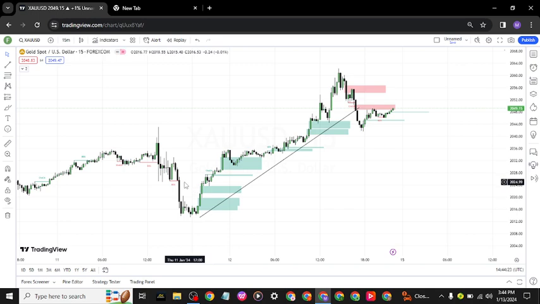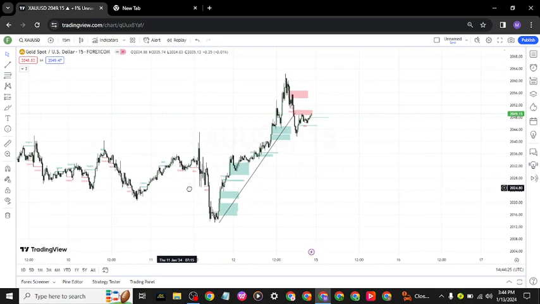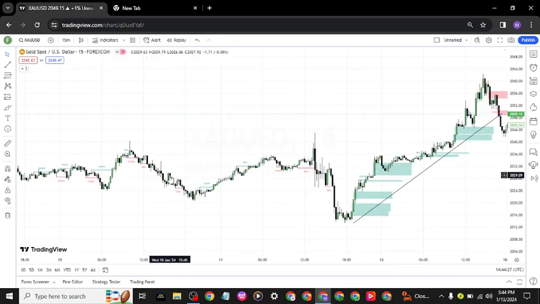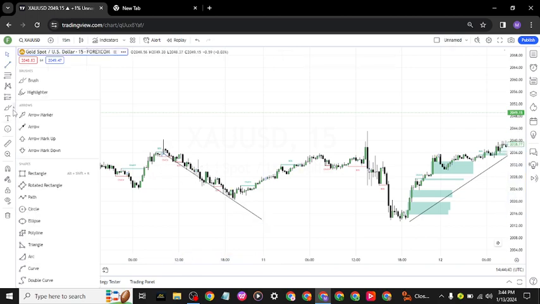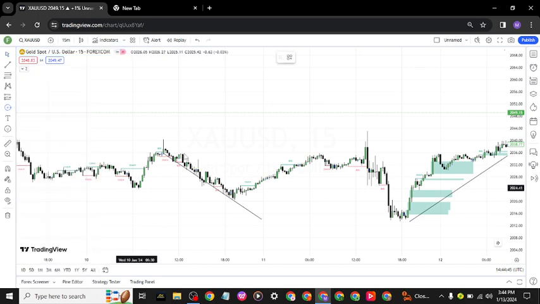Now let's take a look at another order block. Look at this. Look at it. It forms a U that is turned upside down. Then what do you see next? Downtrend. See this order block. Order block, downtrend.